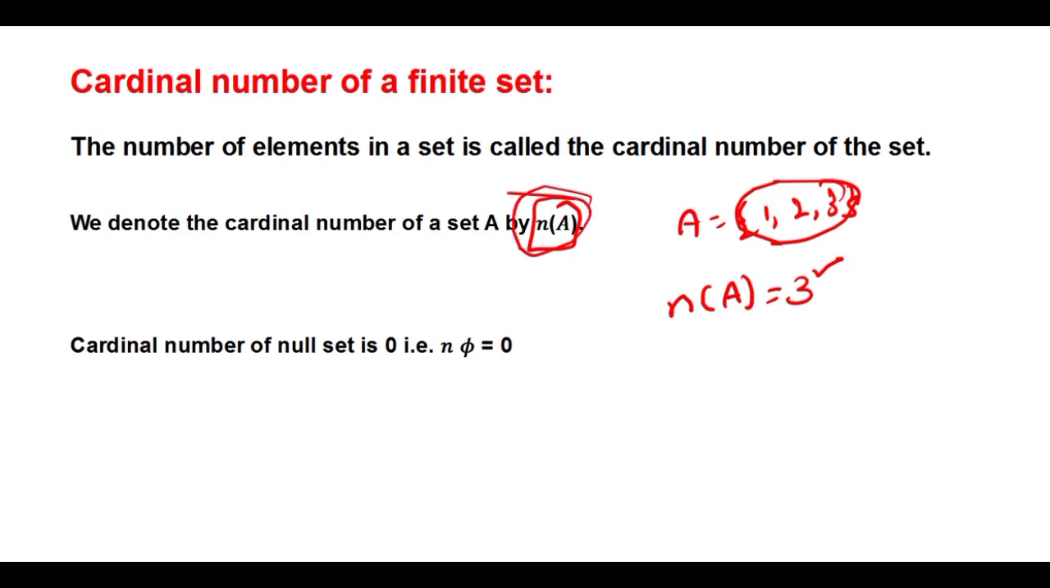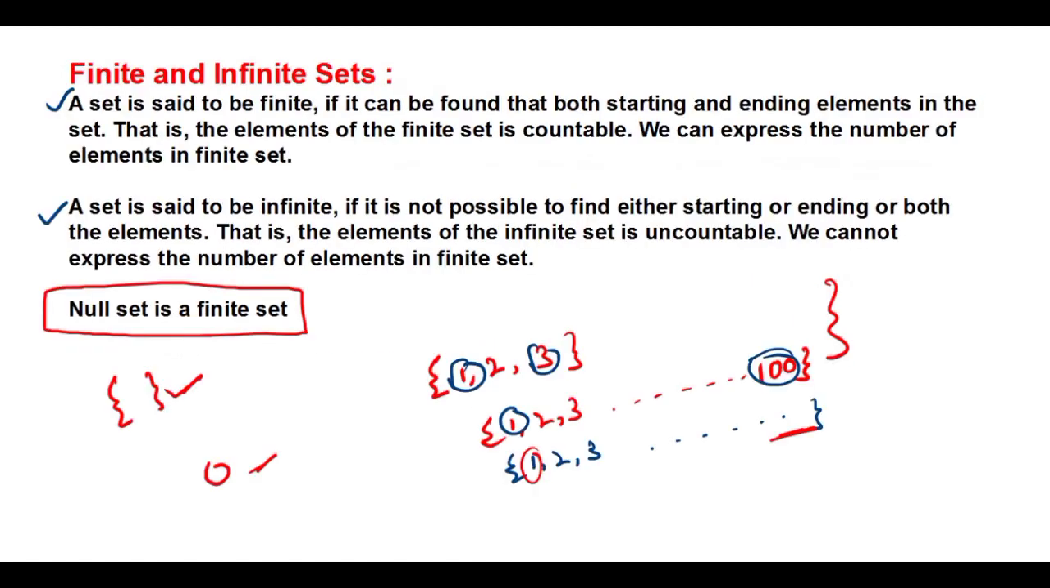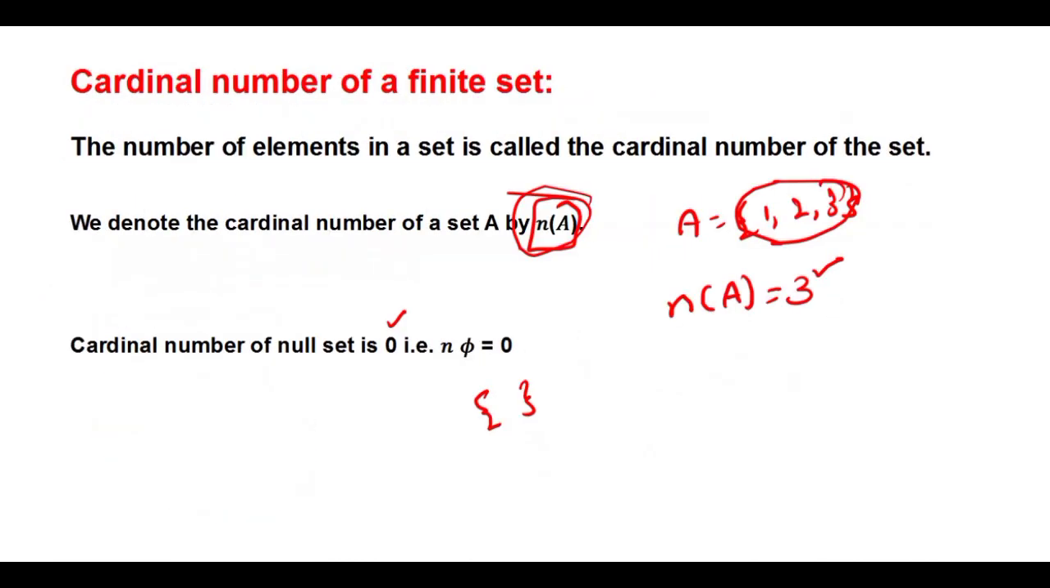So the cardinal number of the null set is 0. Just before, I told you about this one only. The number of elements in the null set is 0, so the cardinal number of the null set is 0. And how to represent it? n(φ). So we should write like this: n(φ) equal to 0.